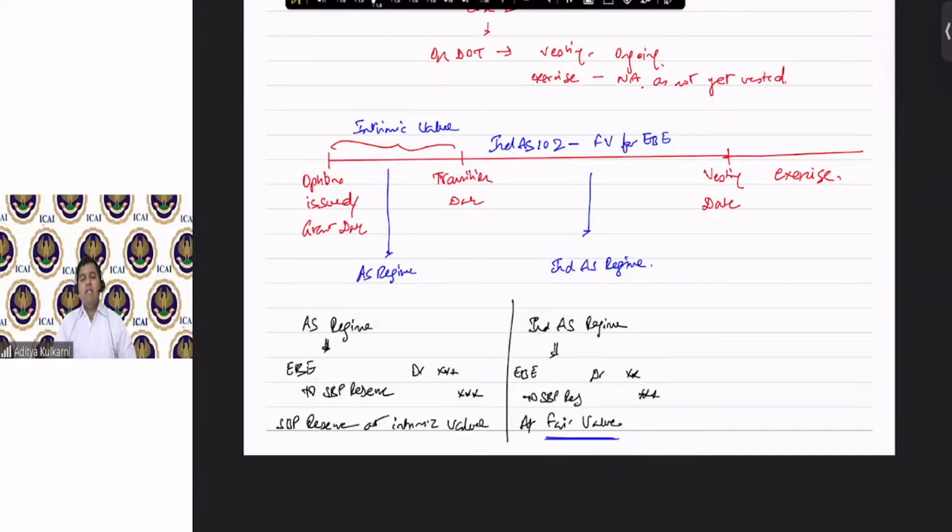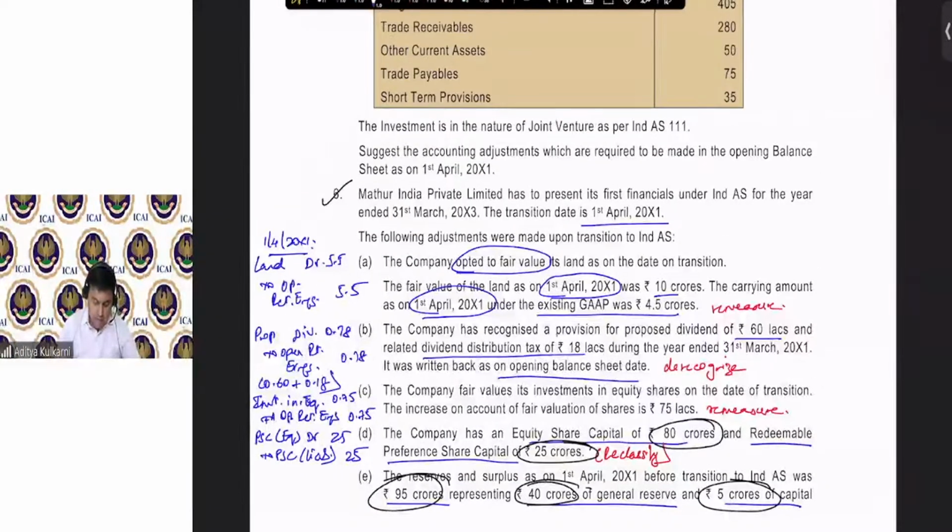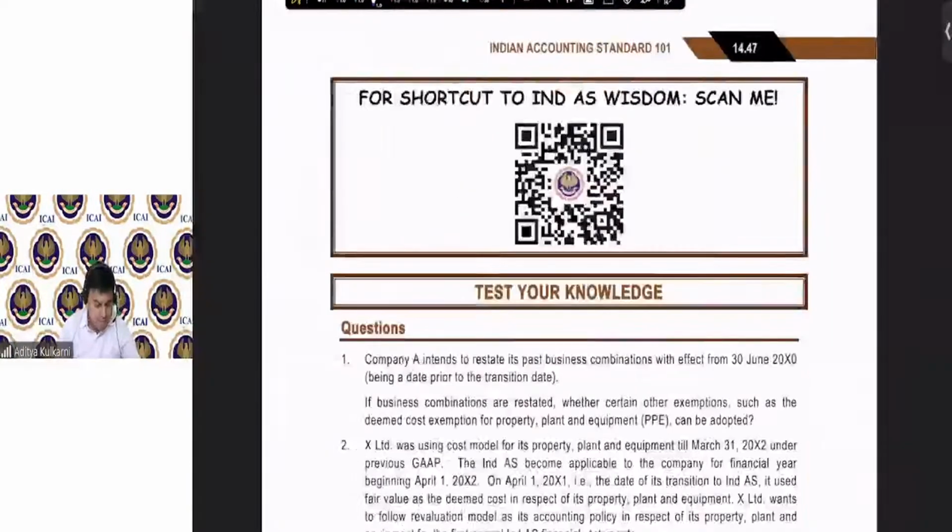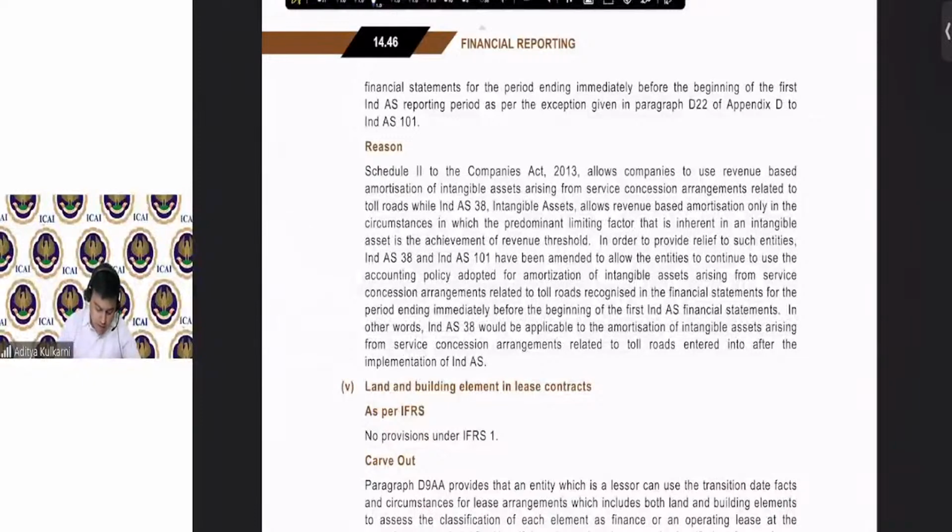So these are the three treatments, three cases that you have for your employee stock options. Okay, so that clears the first one. Okay, Namrata, I hope it was fine. So coming to our study material, yes. Come to illustration 7.